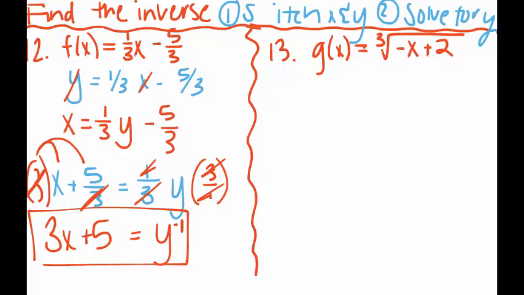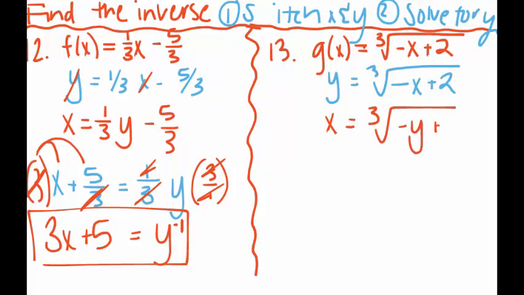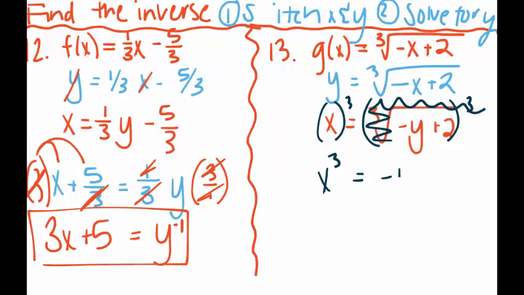Okay, on 13, don't let it scare you just because it has a cube root. We know how to undo all of this stuff. So the first thing, if you want to throw in a y, that's great. I'm going to switch x and y. I got to switch them. Alright, and to get the y by itself, I have to undo this cube root. And we know that squares undo square roots undo squares. So to undo a cube root, I need to cube both sides. Now I get x cubed equals, this whole root is gone, -y plus 2.